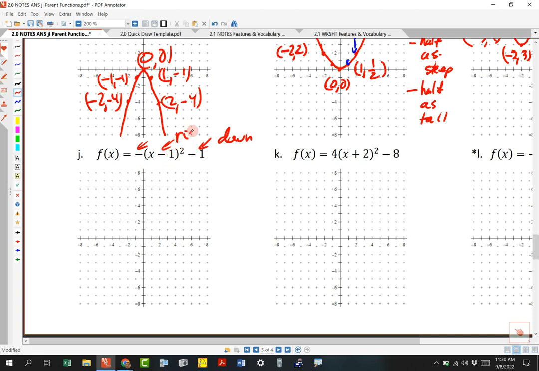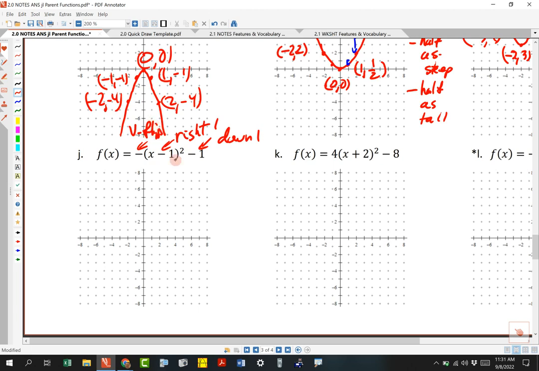Okay. Hannah, what does this minus 1 do? Remember, those changes inside with the x do the opposite of what you think. So this is going to be right 1 and down 1. Okay. And then Megan, what does this minus in front do? Okay, so I'm going to write V flip. Is that okay with everybody?